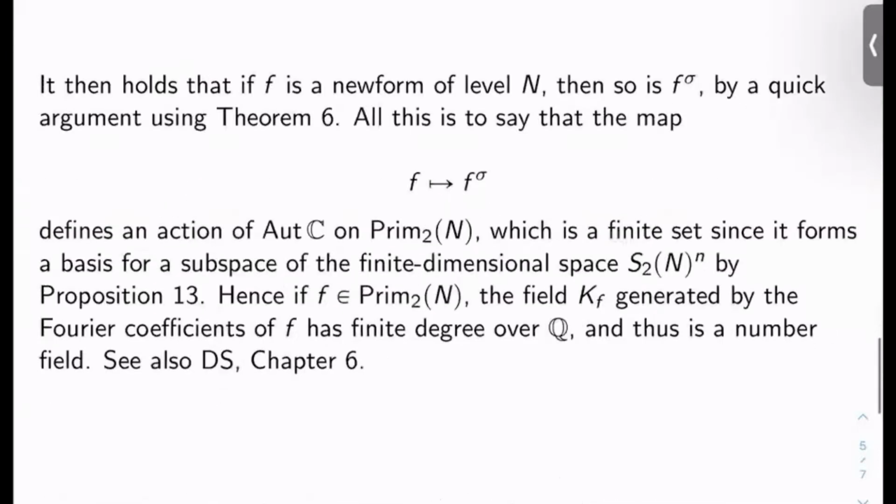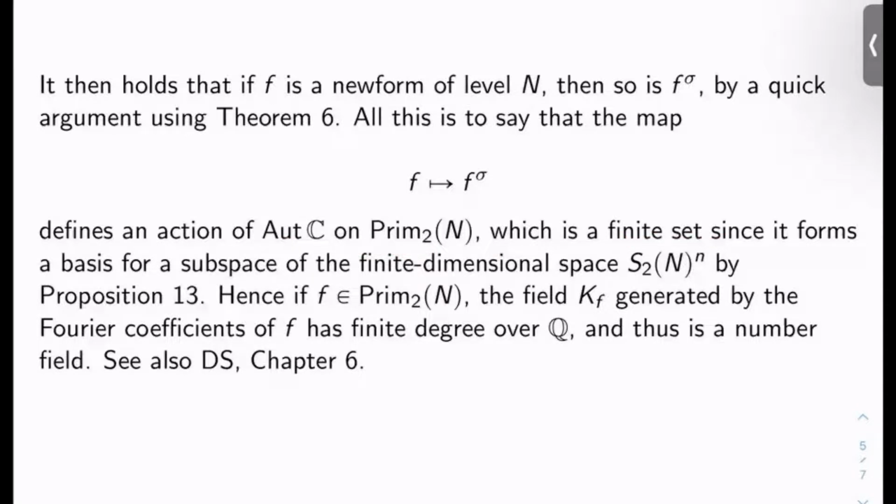It turns out that if f is a newform of level n, then so is f acted on by sigma. And this is just a quick argument using theorem 6 from a previous video. Now, this whole last slide essentially is to say that the map that sends f to f acted on by sigma just defines an action of Aut(C) on Prim_2(n), the space of primitive forms of weight 2 and level n. Now remember, Prim_2(n) is a finite set.